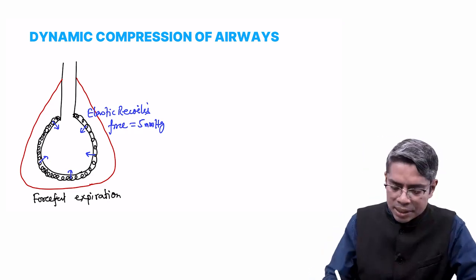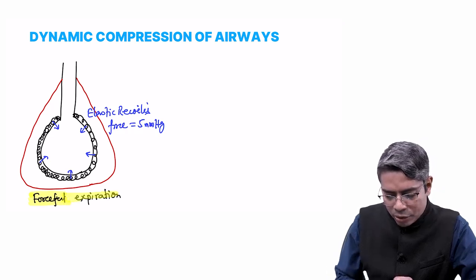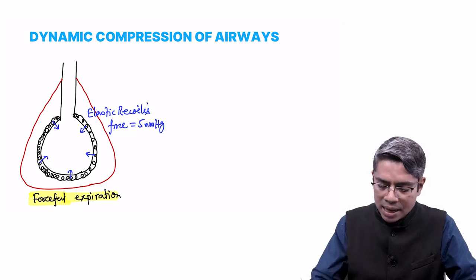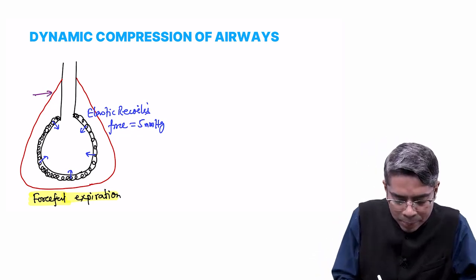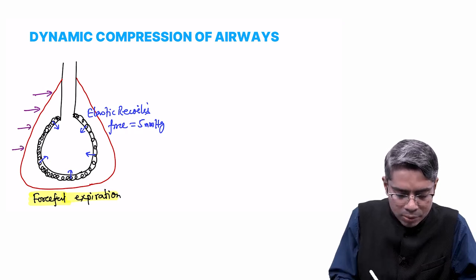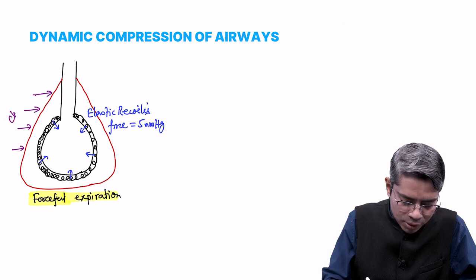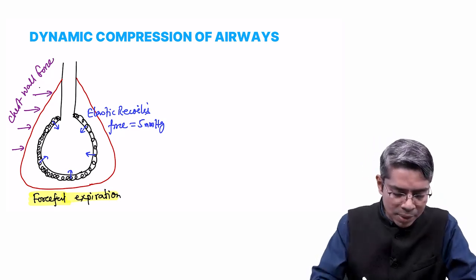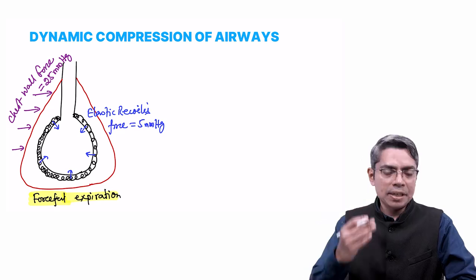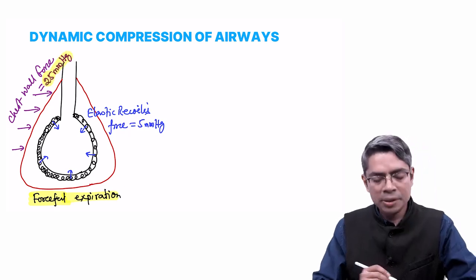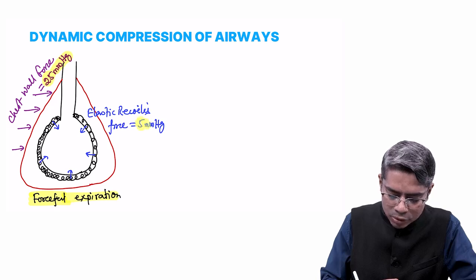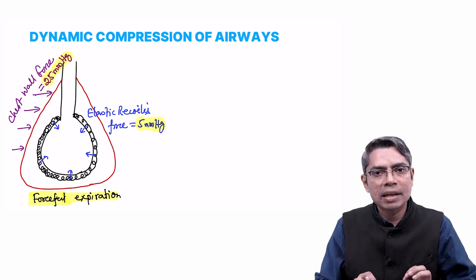Okay. And the subject is also doing forceful expiration. I told you already that forceful expiration means the subject has to apply some external force from the thoracic wall. So, this is the chest wall force. Suppose the chest wall force applied by the subject in this condition is 25 millimeter of mercury. So, during expiration, the subject is applying an external force from the thoracic wall, that is 25 millimeter of mercury, and the elastic recoiling force is also helping in expiration, and that force is 5 millimeter of mercury.